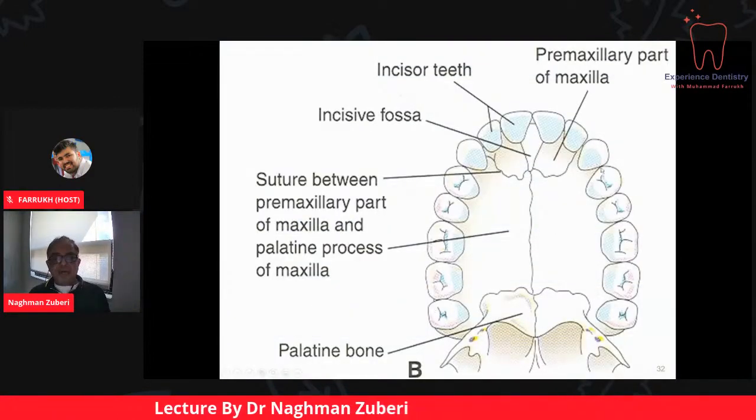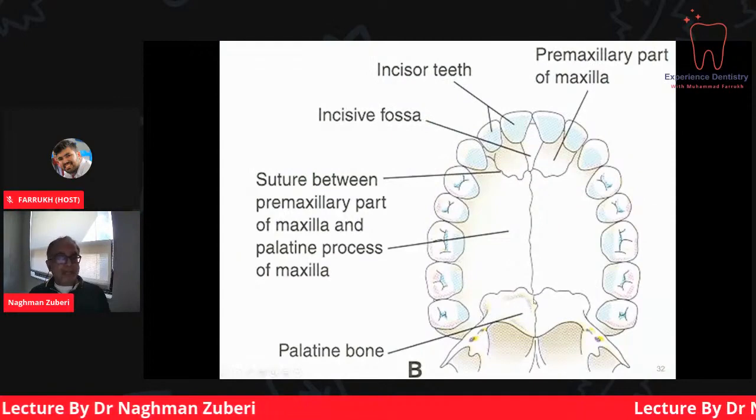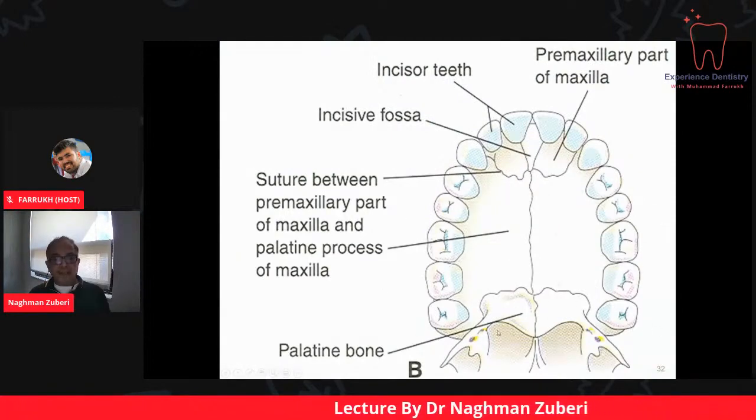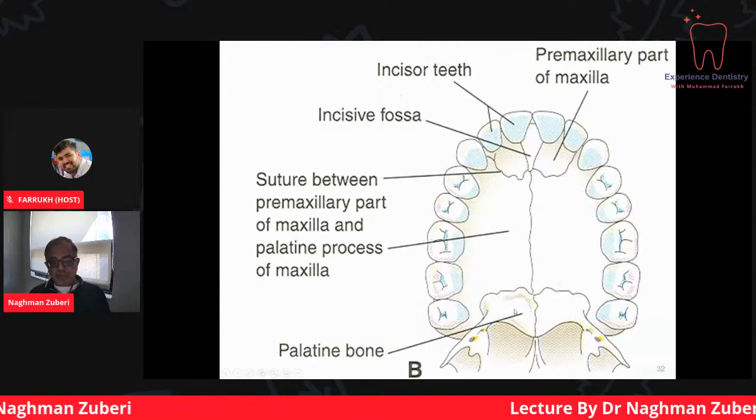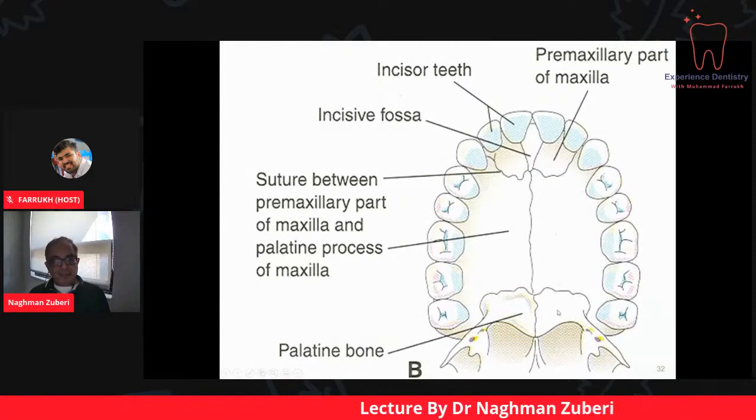This is how an adult's palate without any defect will appear if you remove the mucosa and the periosteum. It will appear something like this. These two bones are known as the palatine bones.